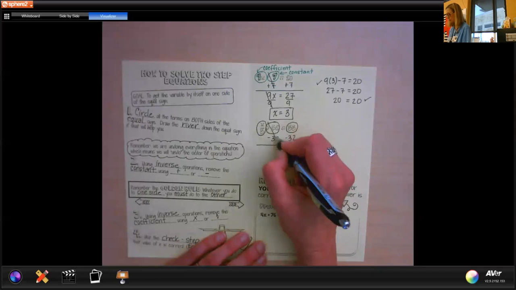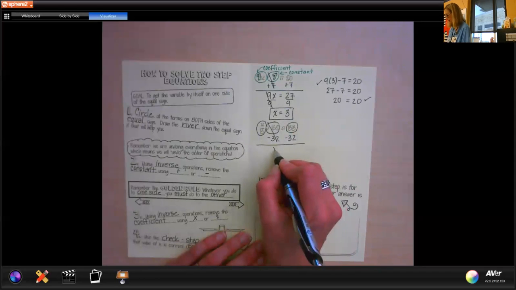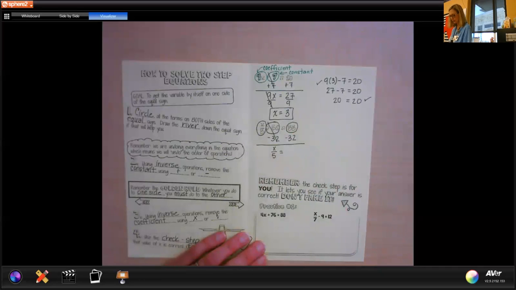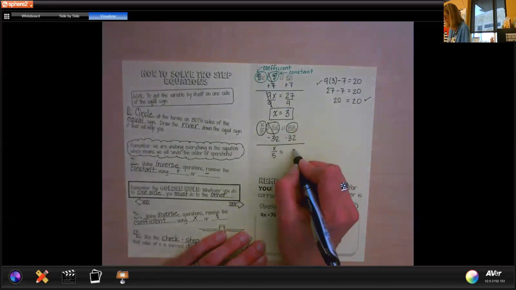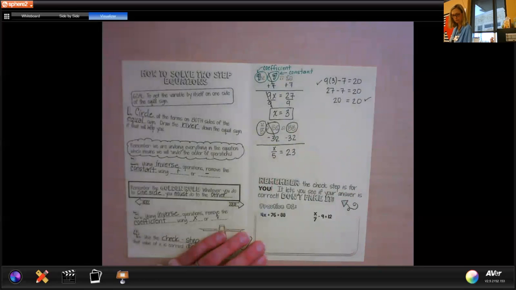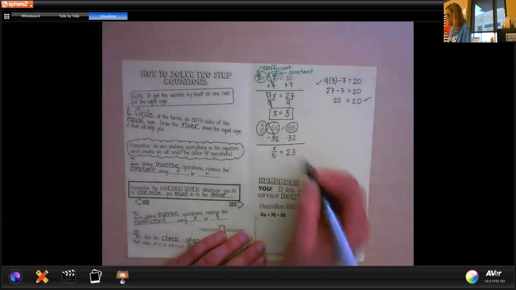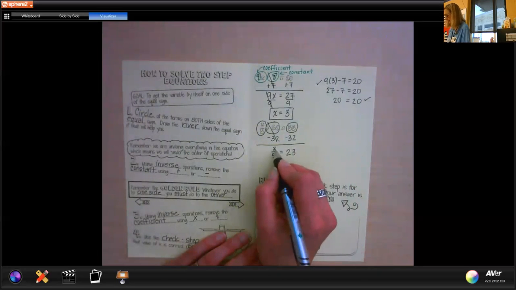These will zero or cancel one another out. I'm going to bring down the x divided by 5. 55 minus 32 is 23. And that is positive 23. This is x divided by 5.